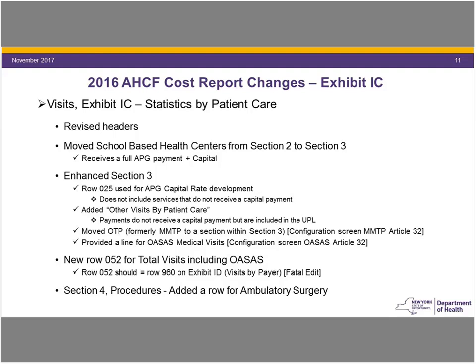We have a new row for the total visits, including OASIS. That'll make more sense as we go through the screens. And then Section 4 with the procedures, we actually added a row for ambulatory surgery. There was never a place within the procedures for ambulatory surgery to report the procedures. They were putting them under the other. So we actually have hard-coded a row for the AmSurg.